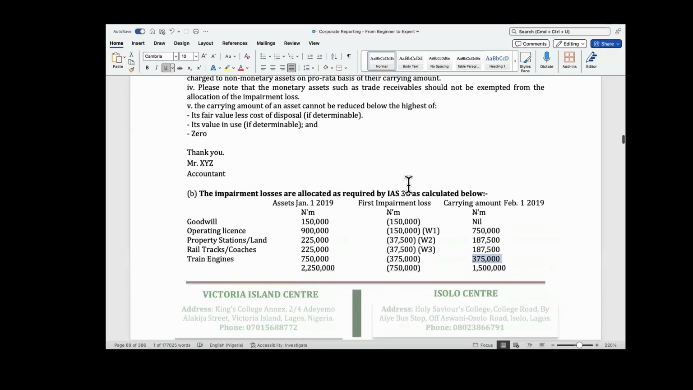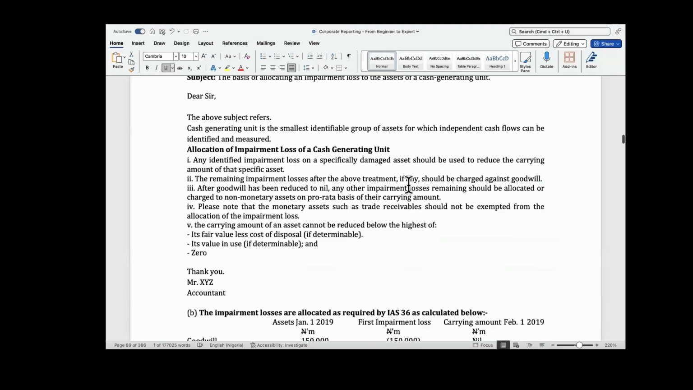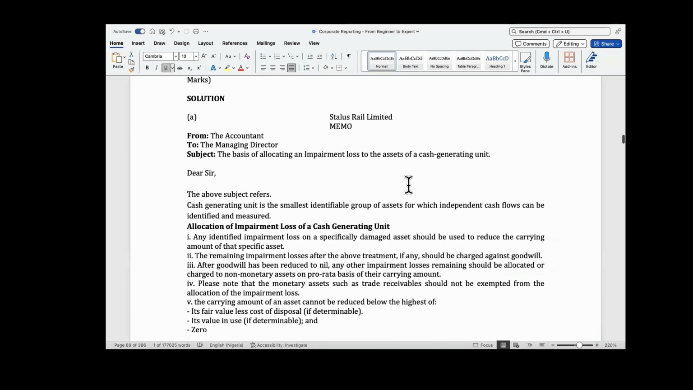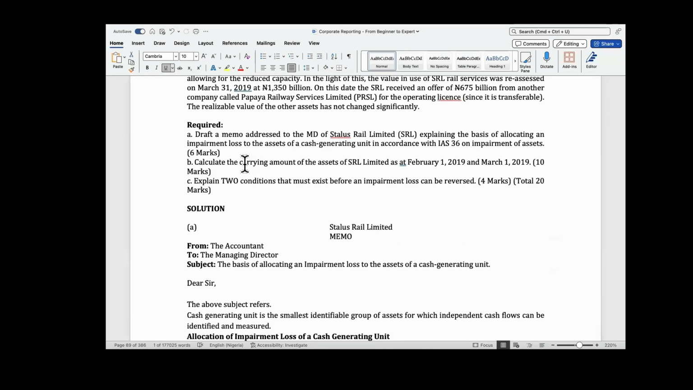Now, we have done a part of it, so that will have earned us 5 marks. Going back to the question, they asked us for the carrying amount as at February 1st, 2019, and also as at March 1st, 2019. So we have done February 1st. So now let's do March 1st.